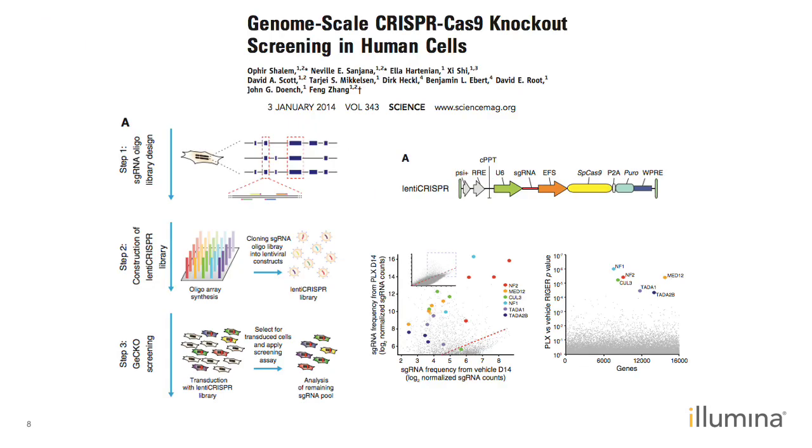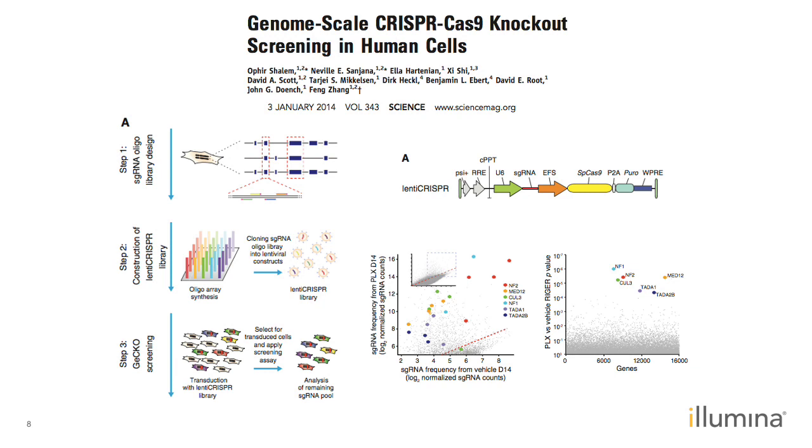Now, as we mentioned previously, you can actually purchase pre-designed libraries from places such as Addgene. And one of the most popular genome-wide CRISPR screen libraries was developed by this group at the Broad, which they call the GeCKO library, or Genome-Scale CRISPR-Cas9 Knockout. And so the GeCKO library targets roughly 18,000 genes in the human genome, with about 3 to 4 guides per gene, for a total of 65,000 guides.